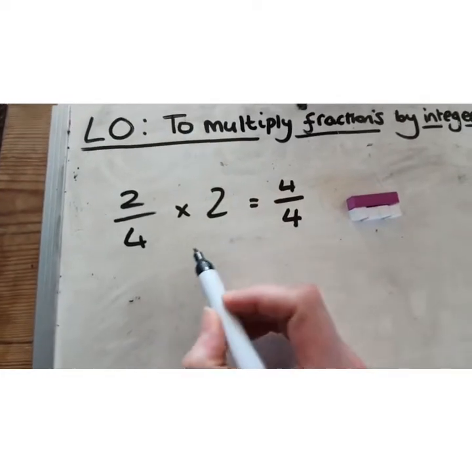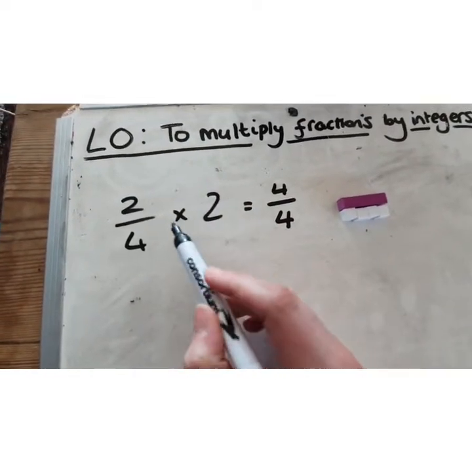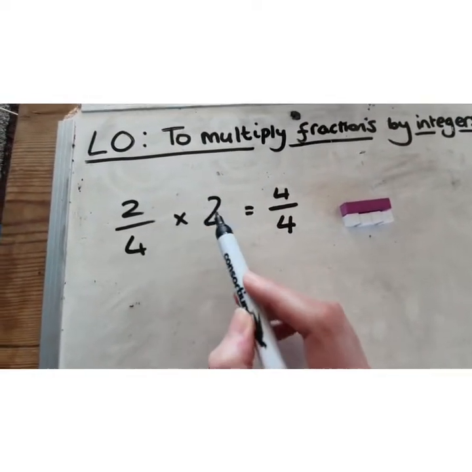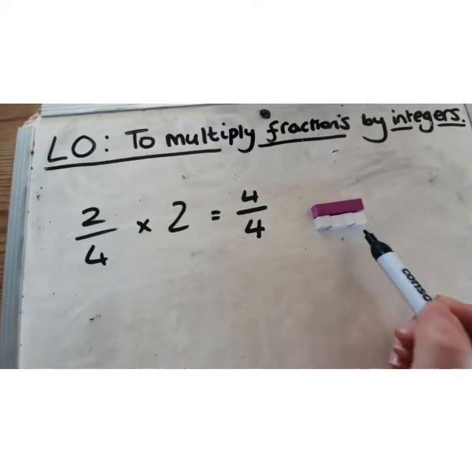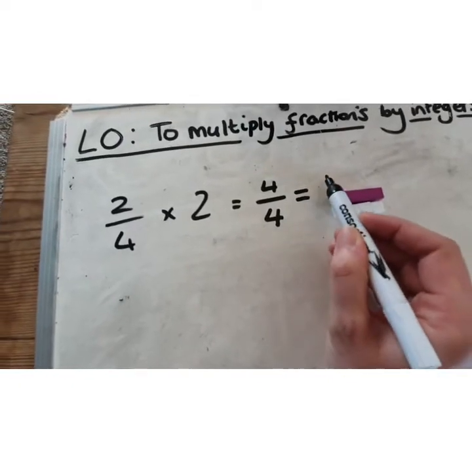So remember, our denominator stays the same. We are multiplying the number of quarters we have by 2, which means 2 times 2 is 4. And as we can see here, that is equivalent to 1 whole.